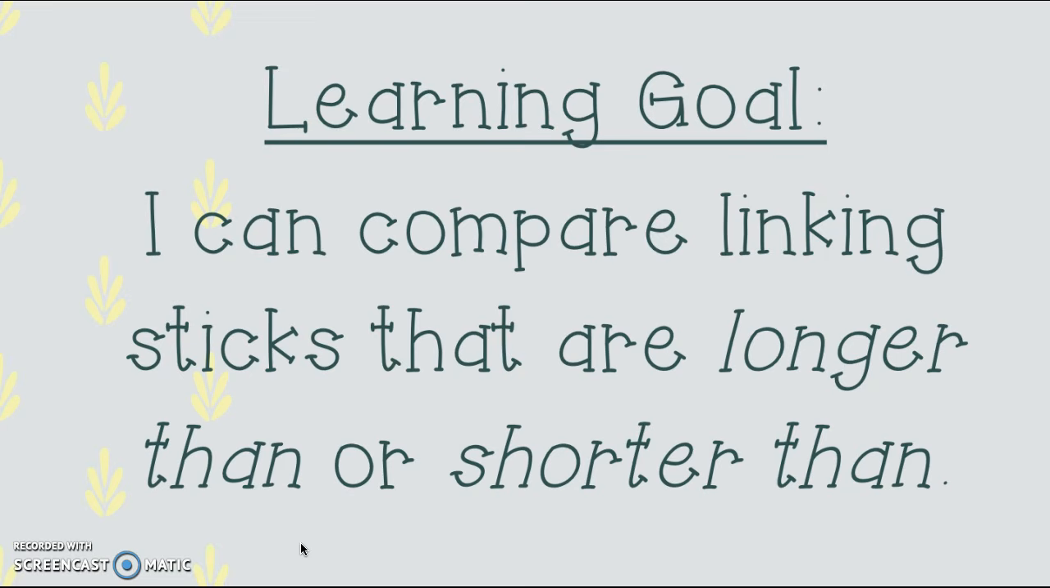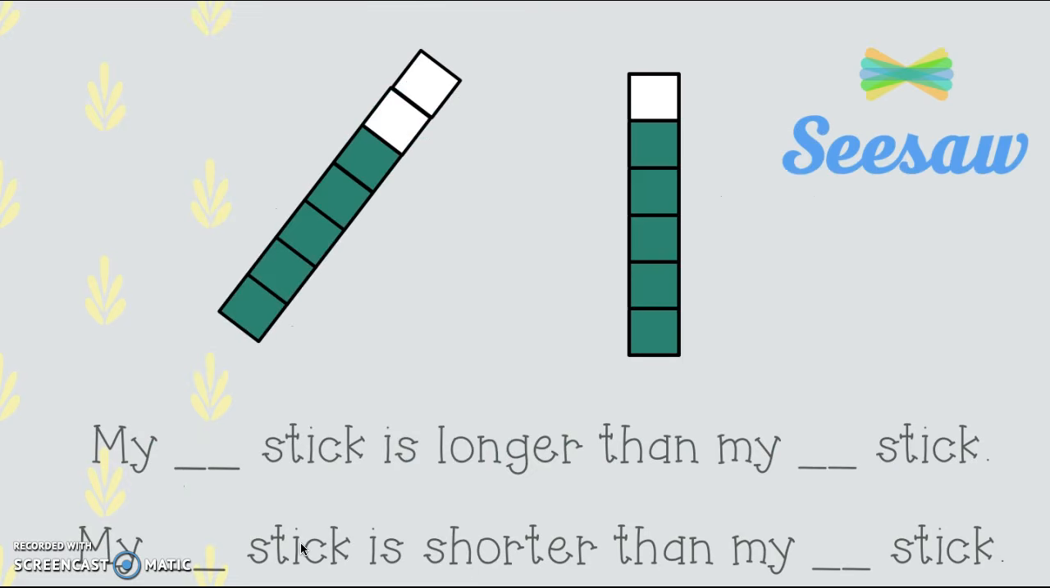Friend, you did fantastic. What I would like you to do is go ahead and seesaw me. Now you have a choice. You can either write the sentence, which is going to be a lot of typing or a lot of writing, or you can just go ahead and make a video of yourself answering the question. It says my blank stick is longer than my other stick and my blank stick is shorter than my other stick.